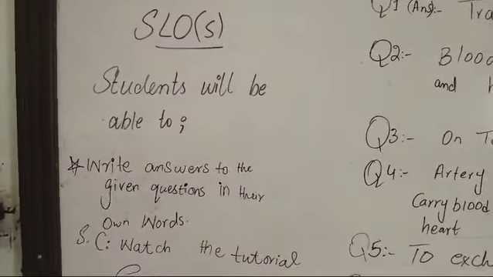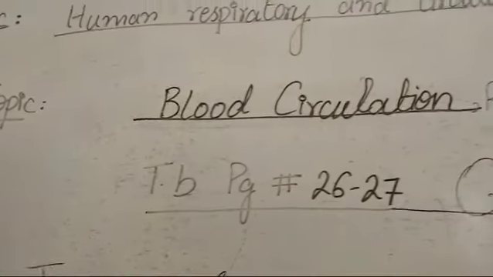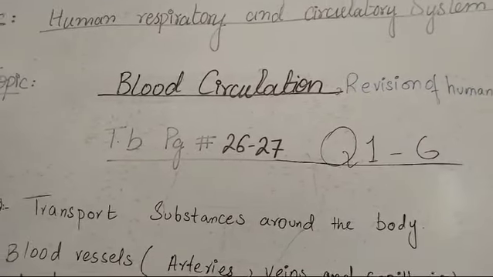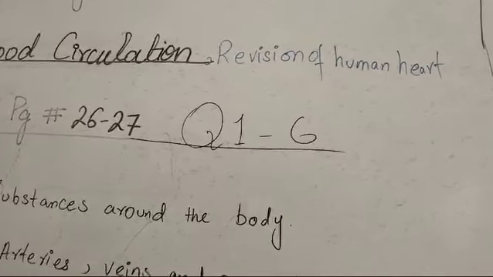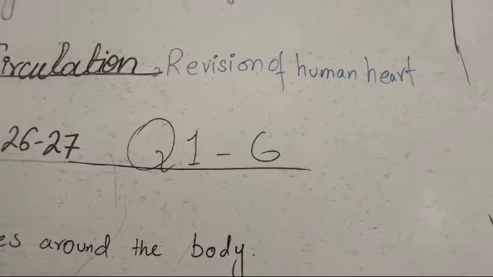Students will be able to revise the human heart and write answers to the given questions in their own words of blood circulation. Topic is the human respiratory and circulatory system. Subtopic is revision of human heart and blood circulation. Textbook page number 26 to 27 and you have to attempt the questions 1 to 6 from book page number 27.